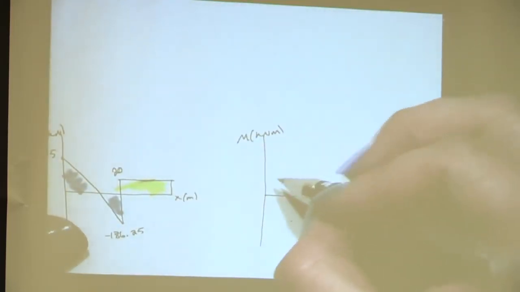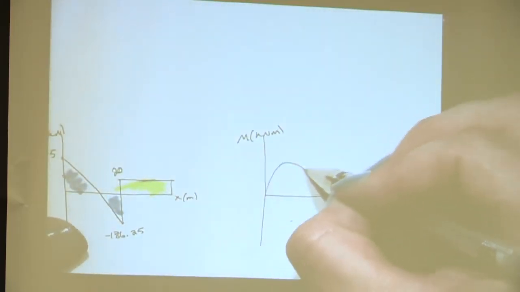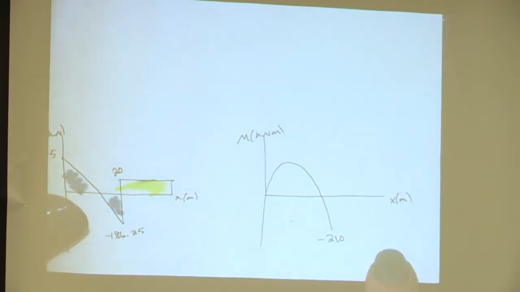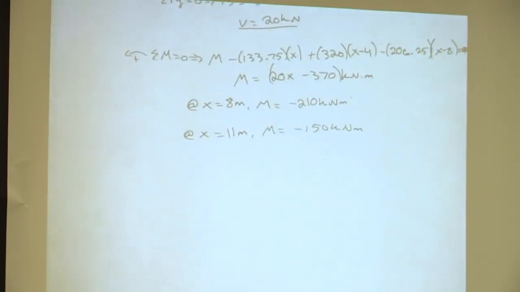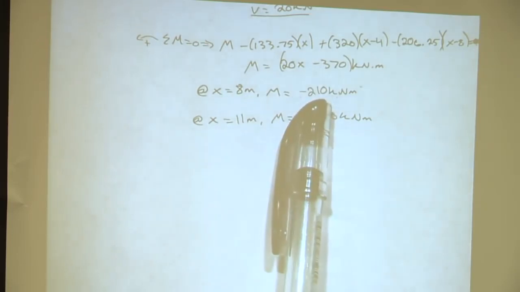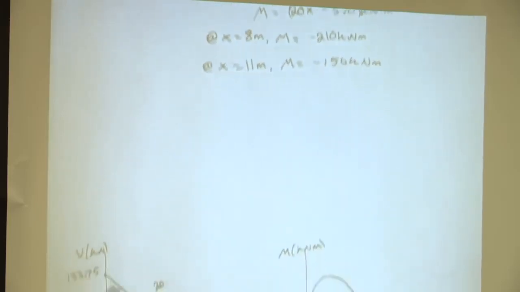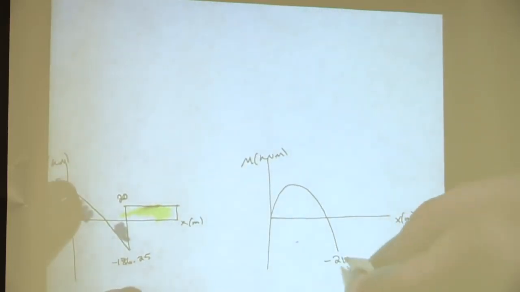So we should go down to where? 210? Yeah. So we have negative 210 right here. And then what do we do from here? Okay, so based on our equation right here, we had the 210 at 8. Now what happens at 11 meters? Awesome, so it goes up to 150.